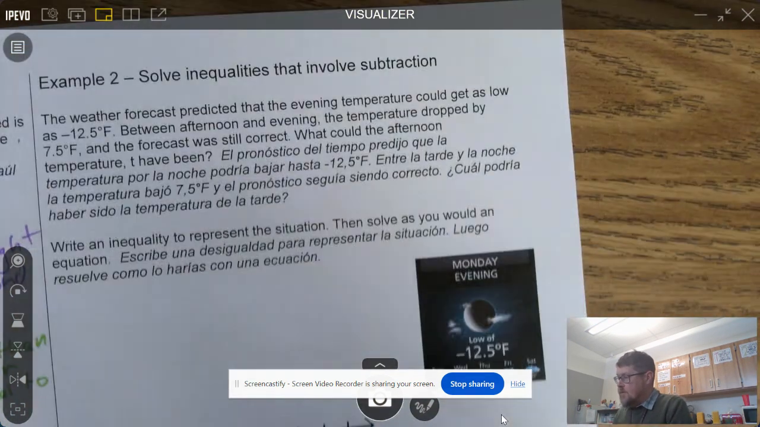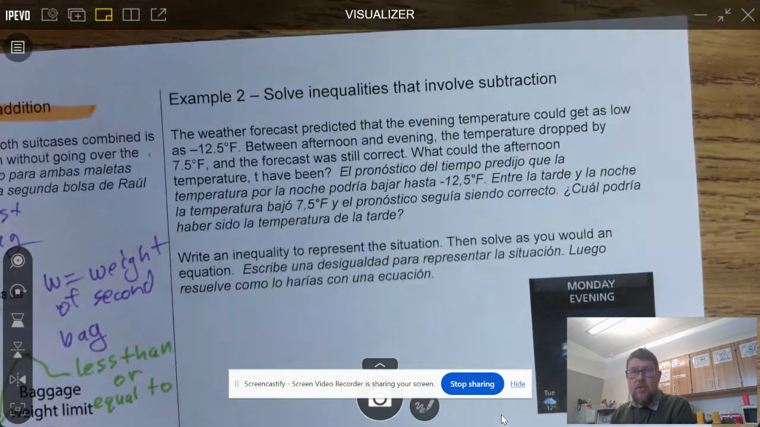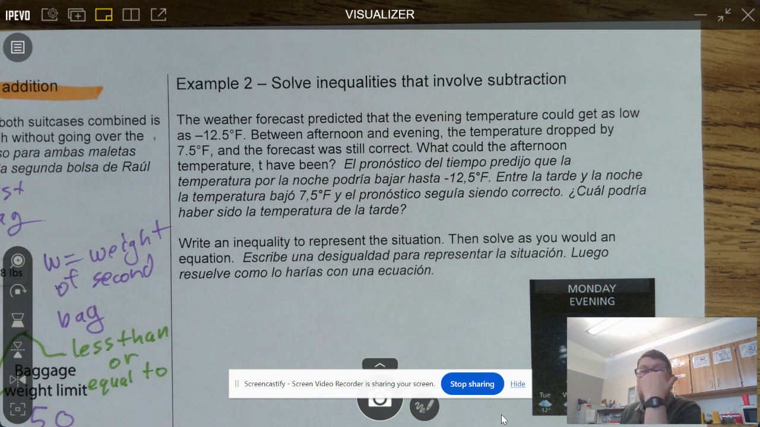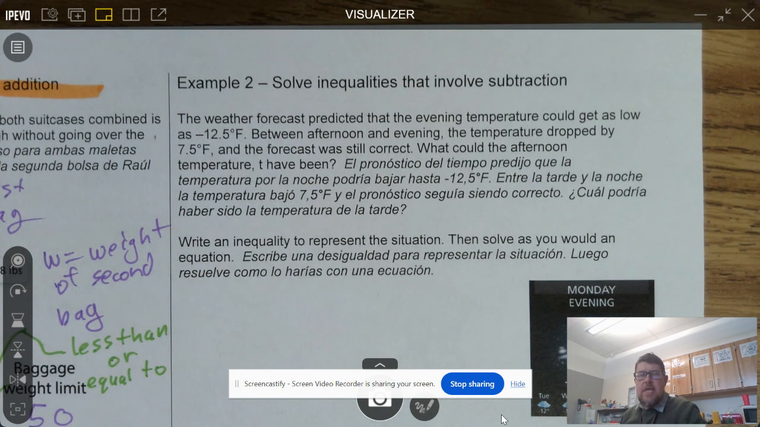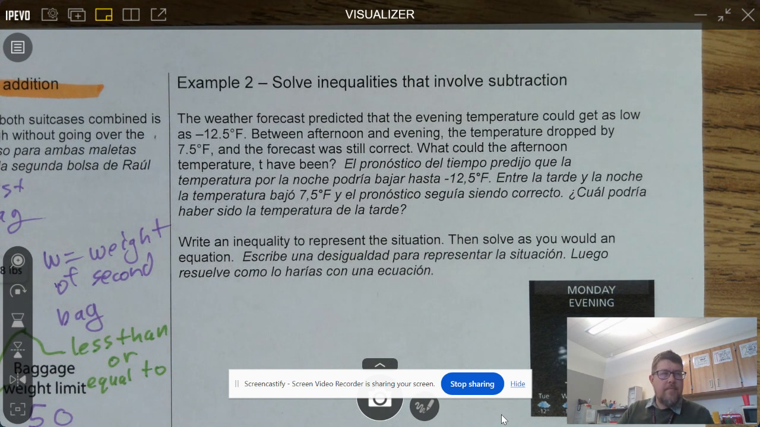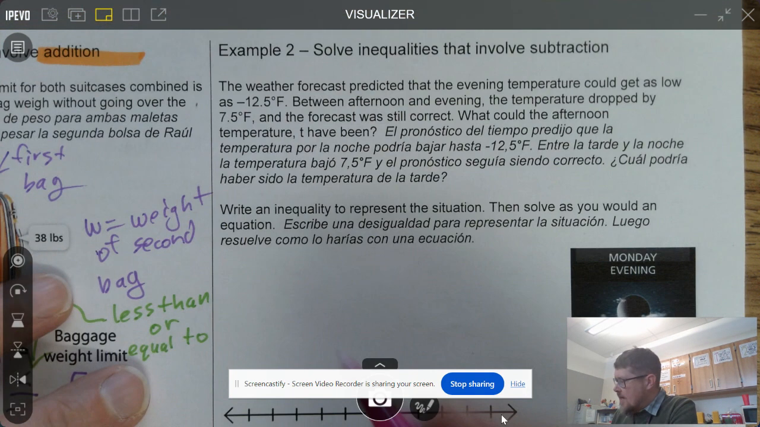The weather forecast predicted that the evening temperature could get as low as negative 12.5 degrees. Between afternoon and evening, the temperature dropped by 7.5 degrees Fahrenheit, and the forecast was still correct. What could the afternoon temperature T have been? Let's use pink. Okay.